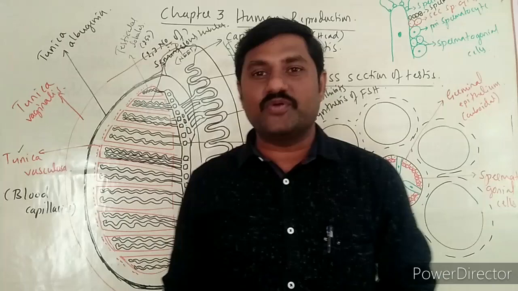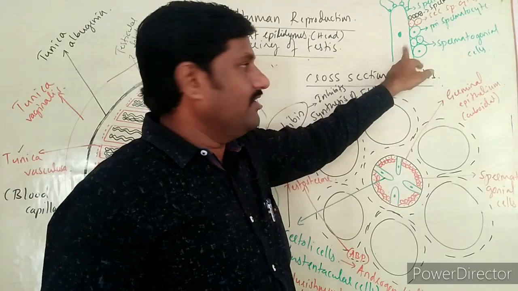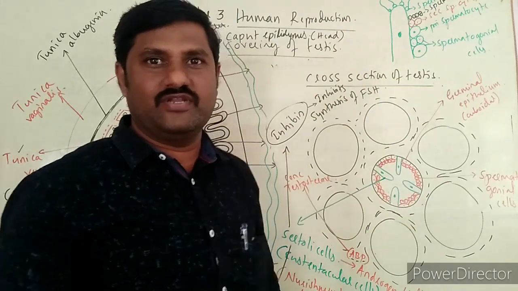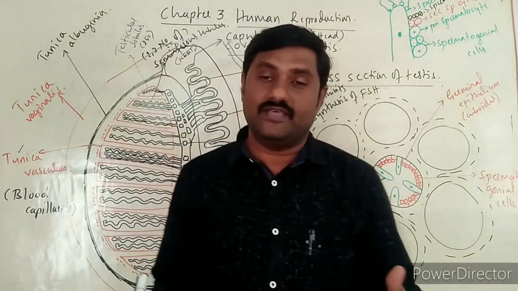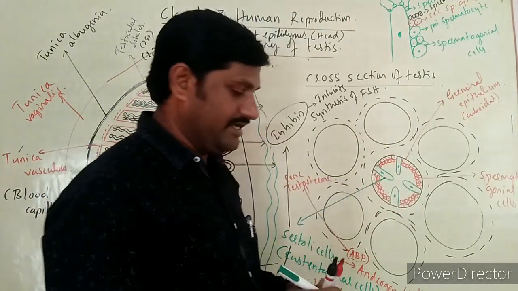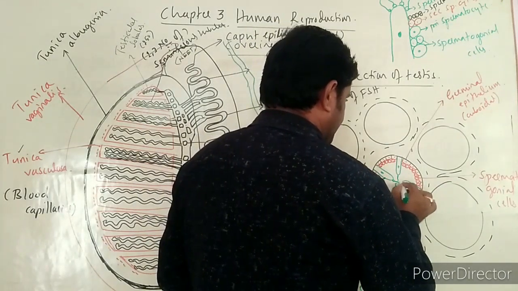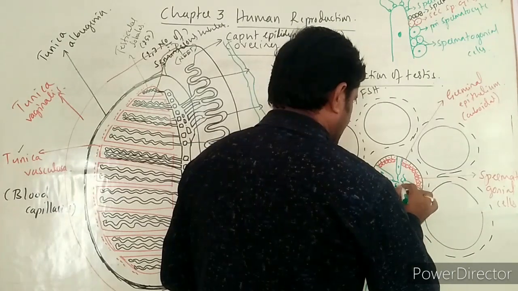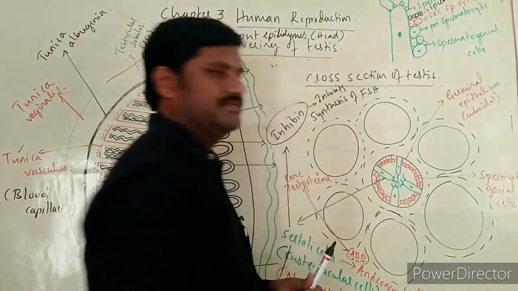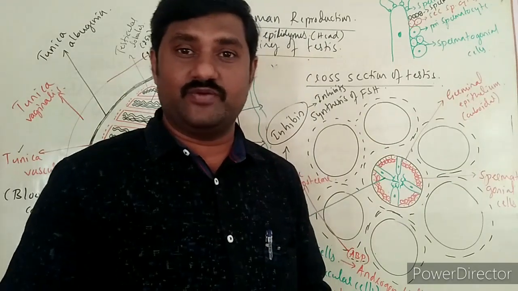This is how the sperms are produced inside one Sertoli cell. On this side also the same thing is happening, right? This is how many sperms are produced inside the seminiferous tubule, right? You can observe here many sperms are produced like this inside this seminiferous tubule, right? So this is how the sperms are produced over here.